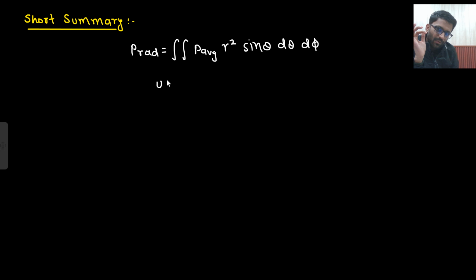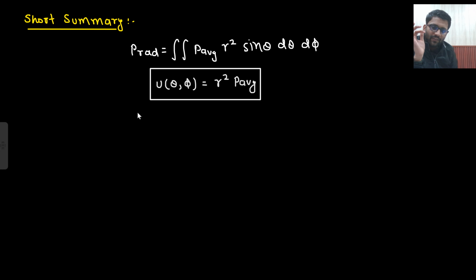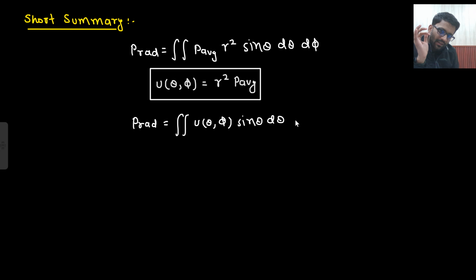From here I will get to know that U(theta, phi) is equal to R square into P average. This is the first thing I got to know. Then if I need to write down my P radiated, can I write it down in this manner, that it is the integral of U(theta, phi) sin theta d theta d phi? Certainly. Then we introduce another term, that is U average.